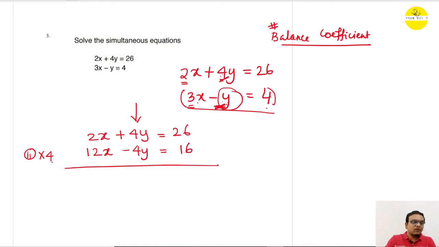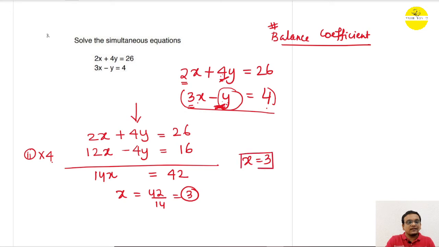Now simply, what is 2x plus 12x? 14x. 4y minus 4y is 0, right, is equal to 26 plus 16. So I think you're going to get 42. Now 14 times x equal to 42, then x is equal to 42 over 14, and yes, you are getting 3. So the value of x, I got what? 3. Done. Half the job is done.